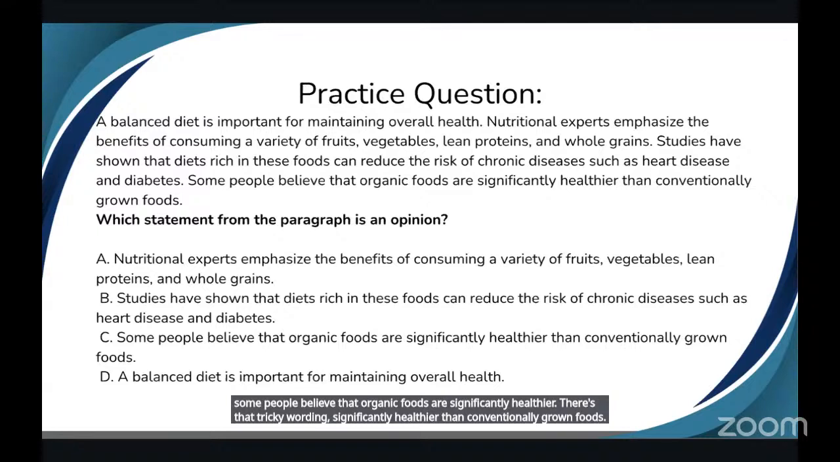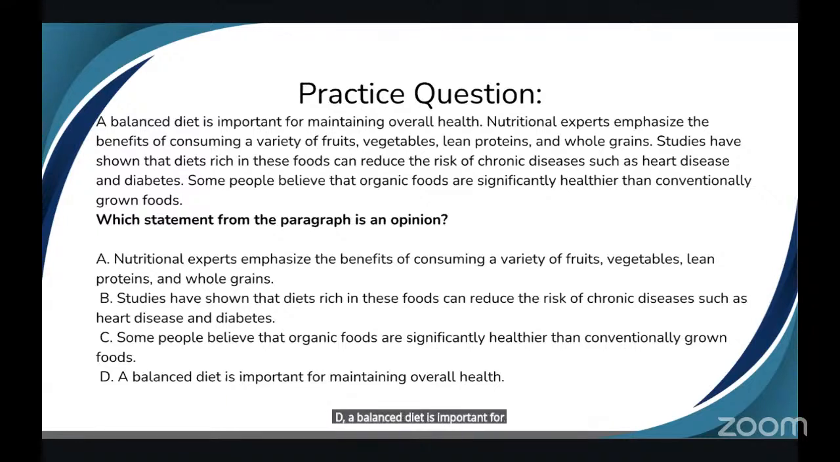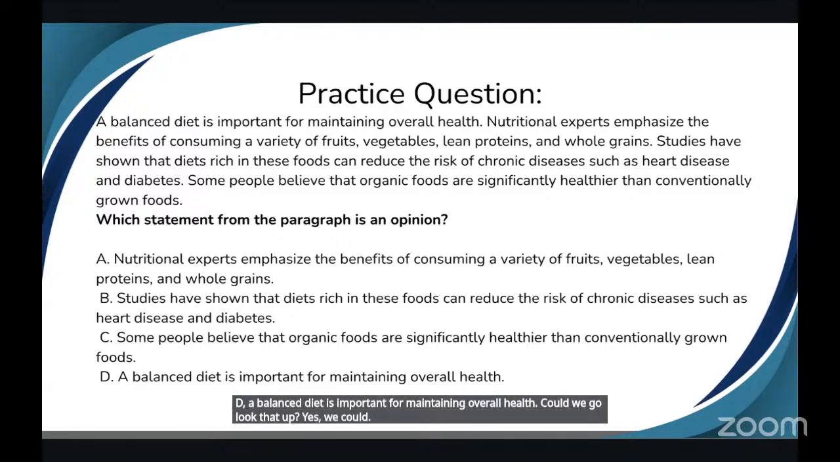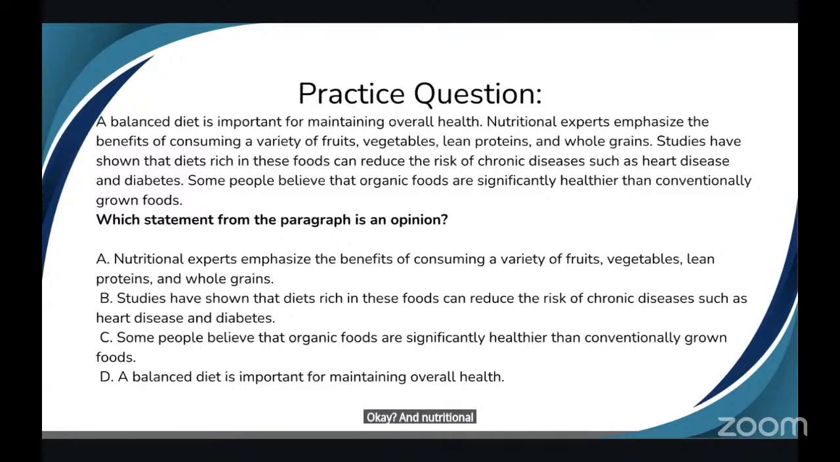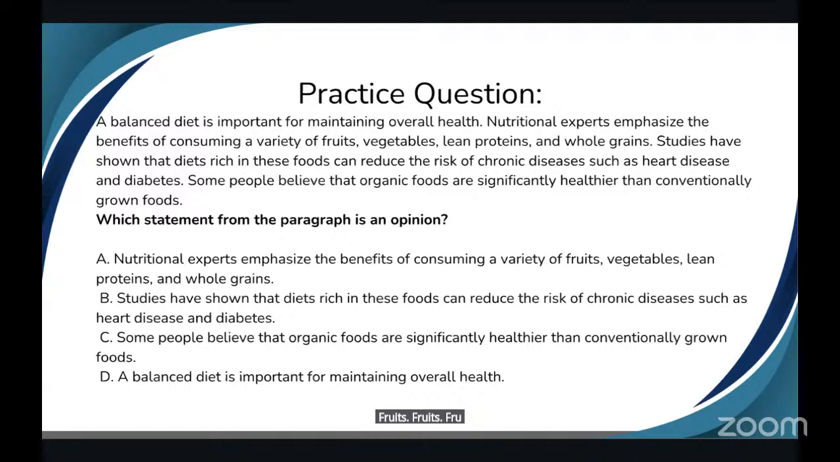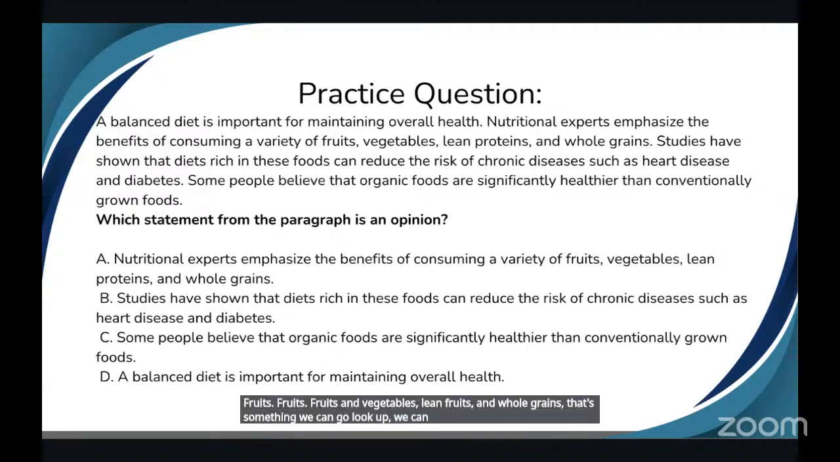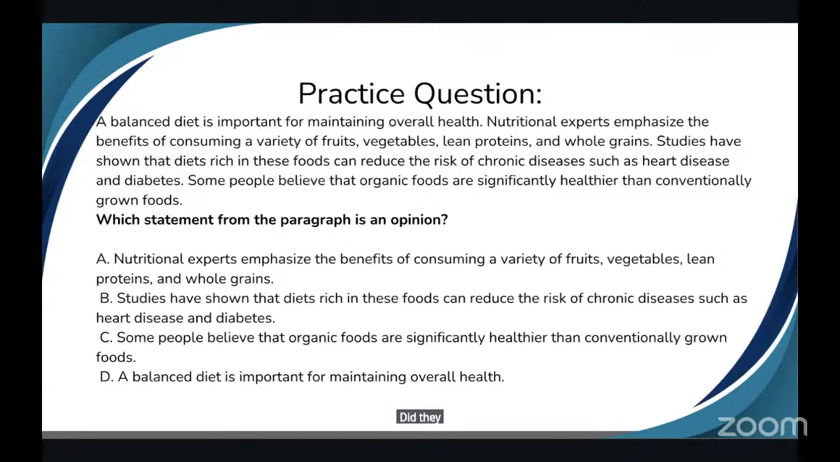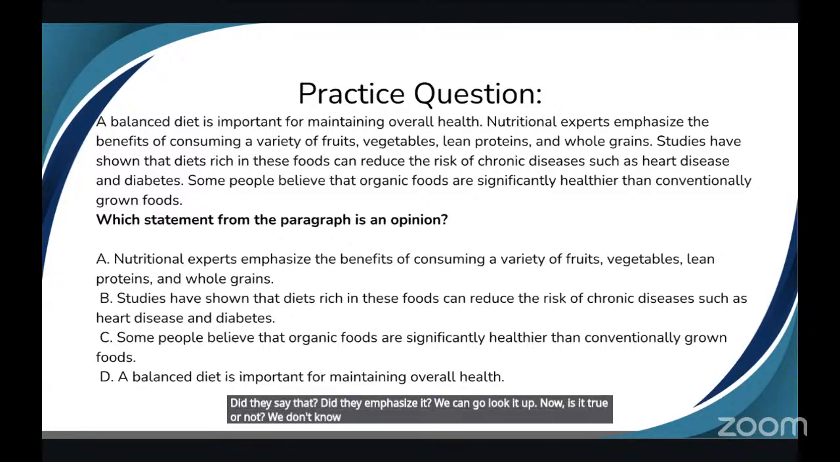D, a balanced diet is important for maintaining overall health. Could we go look that up? Yes, we could. And nutritional experts emphasize the benefits of consuming a variety of fruits and vegetables, lean proteins, and whole grains. That's something we can go look up. We can check with those nutritional experts. Did they say that? Did they emphasize it? We can go look it up. Now, is it true or not? We don't know, but we can go look it up.